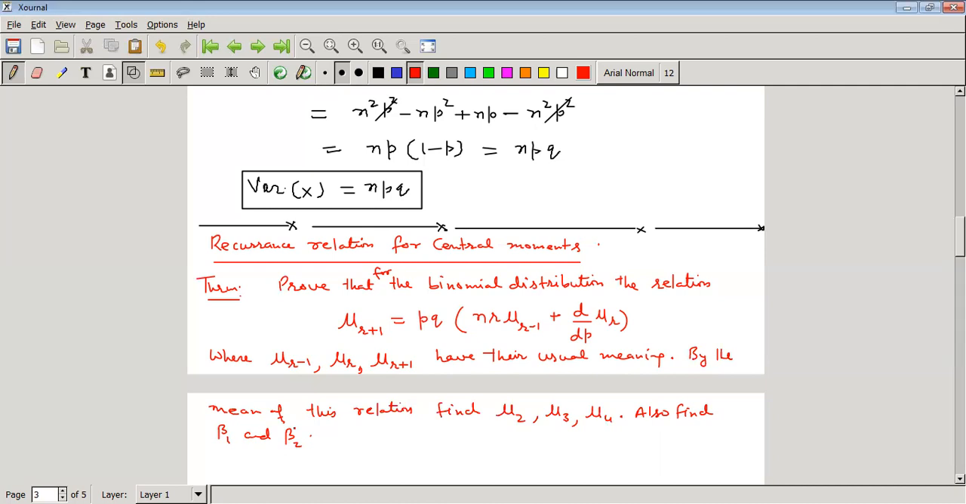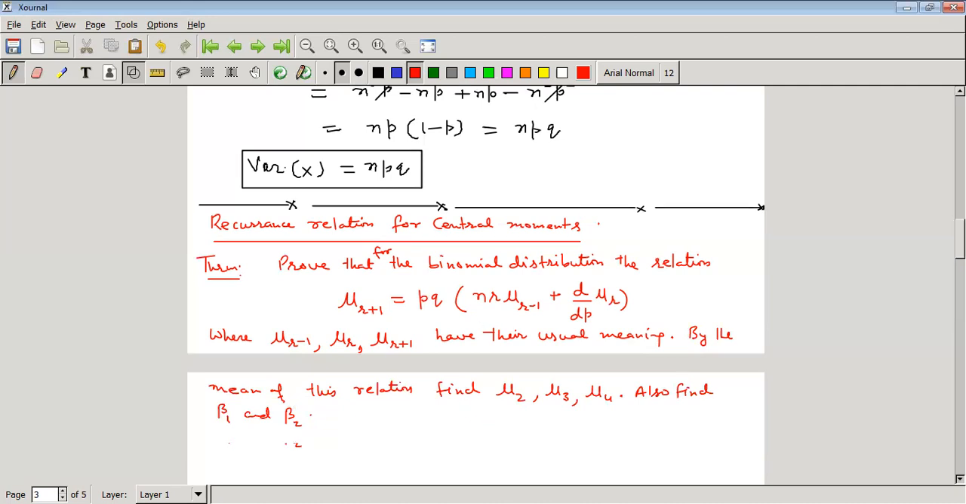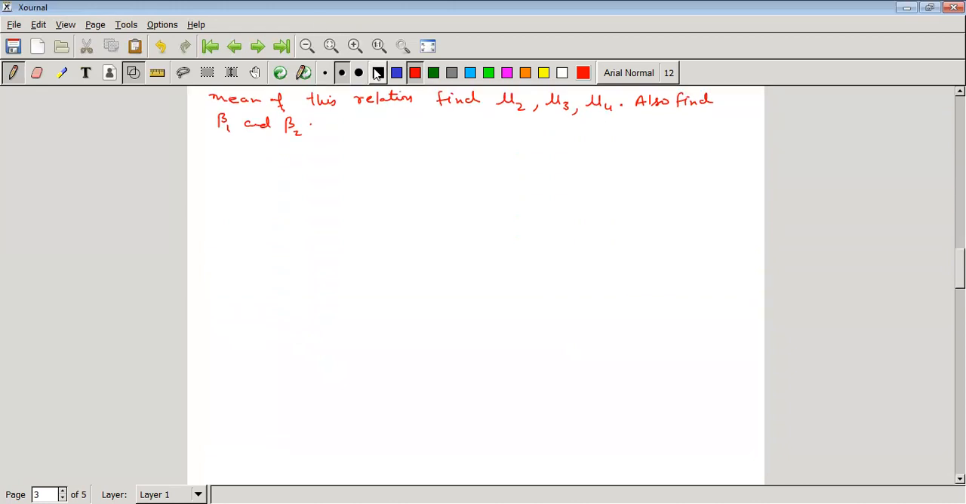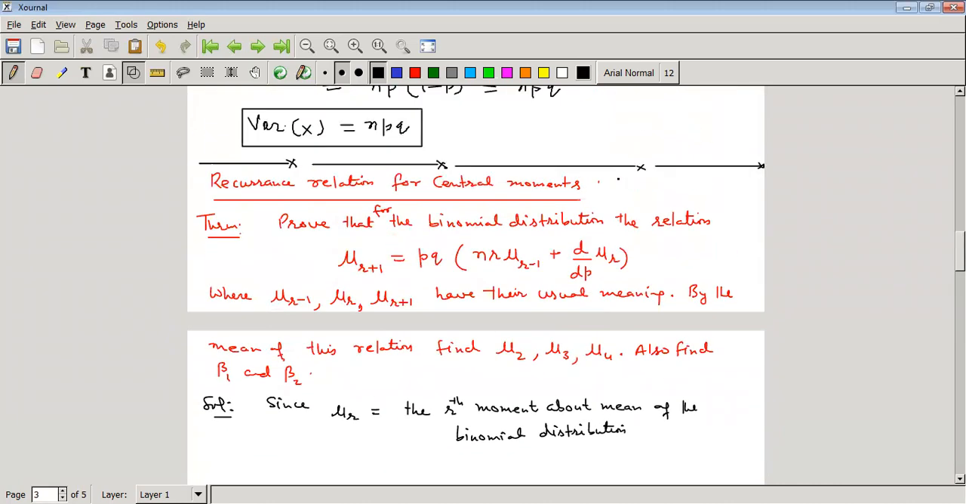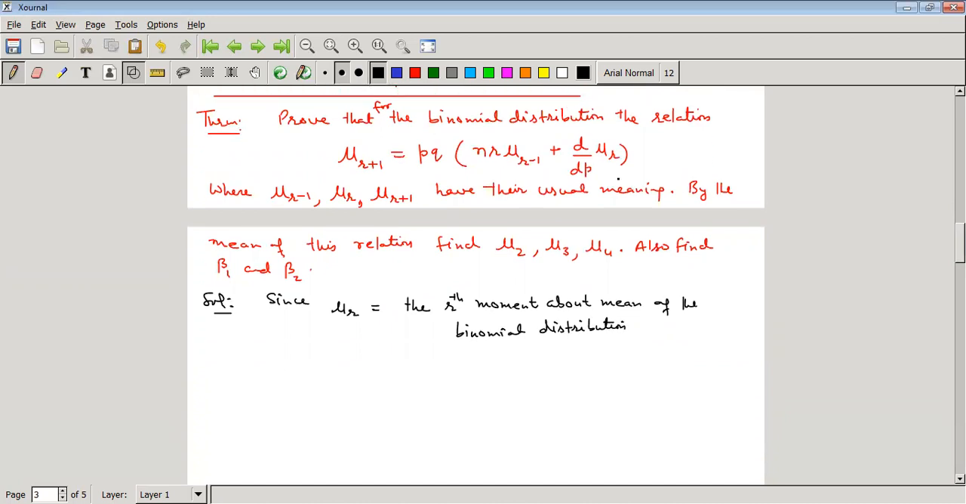Okay. So since mu r is the rth moment about mean of the binomial distribution, we have to find mu r plus 1, that is equal to pq times (nr mu r minus 1 plus derivative of mu r with respect to p). So how can we define mu r?